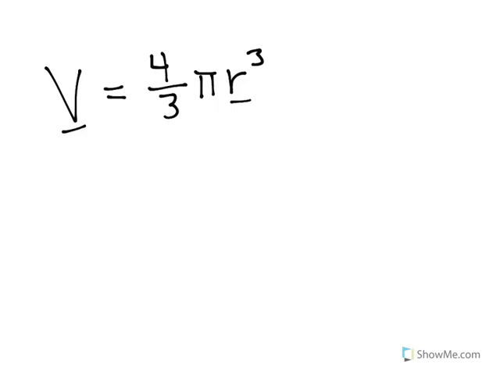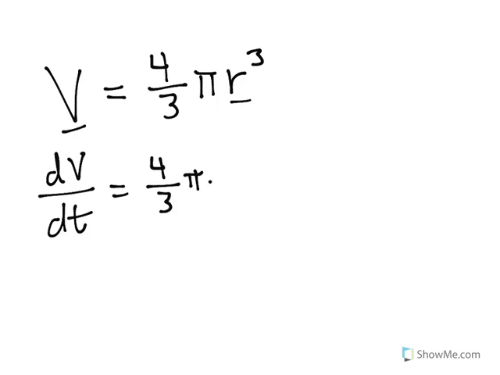Take the derivative of the left side with respect to t, and it would be dV/dt. Take the derivative of the right side with respect to t. Remember, it's not with respect to r. It's going to be 4/3 π times, this is a power rule, so you get a 3r², but then don't forget that you need a dr/dt in there as well. So anytime you take a derivative, you need something with a dt in it.